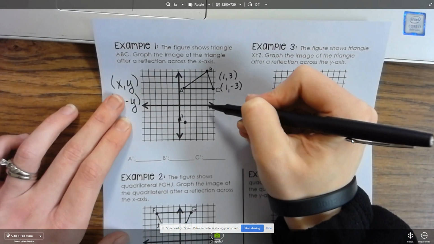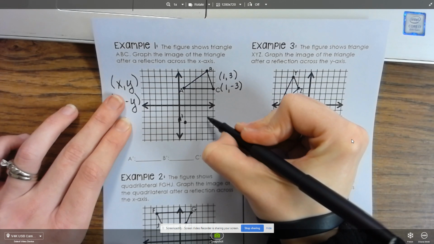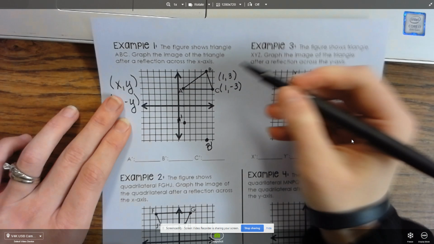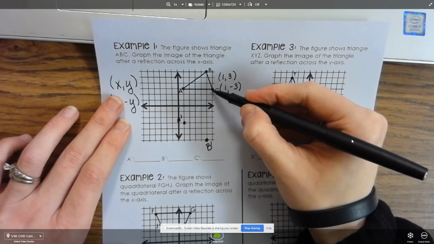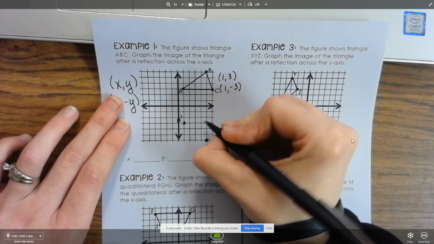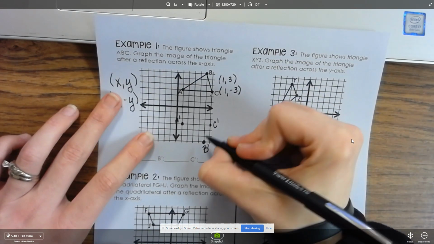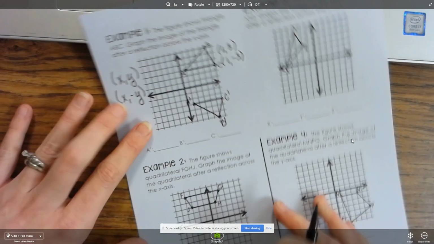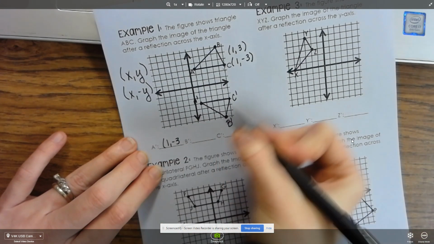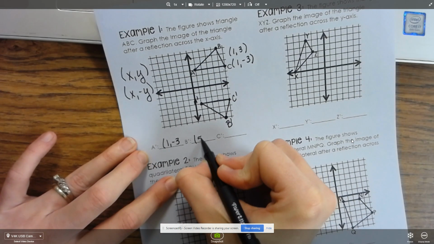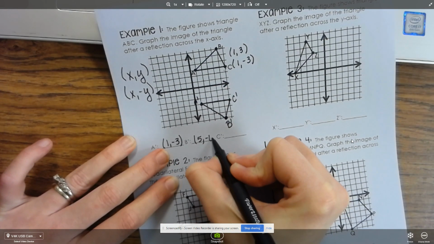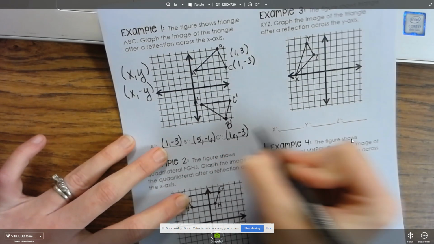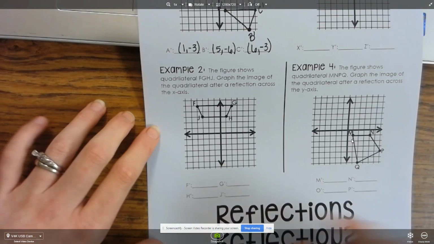So the same thing with B. The X is going to stay the same, 4, 5, 6. The Y is just going to change. And then for C, we're at 6, 3, so we would be at 6, -3. And then you can just connect the dots. So A would be 1, -3. B would be 5, -6. And then C would be at 6, -3.